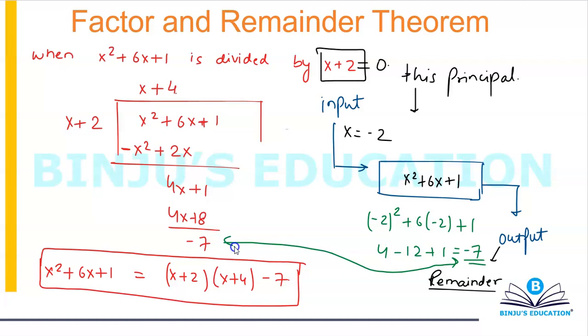Whether you have a remainder, whether you have a factor, it doesn't matter. You need to know that theorem. So this is basically what the remainder theorem is. You're going to take your divisor, you're going to put that equal to 0. Whatever value of x you get, you put that as an input value, and whatever output value you get, that will be your remainder.